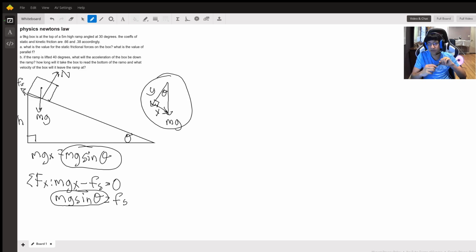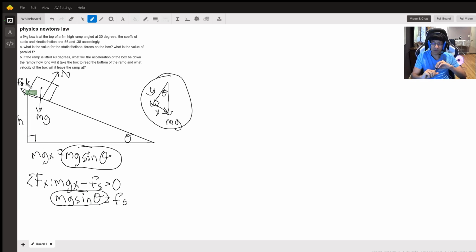Now for part B, they're asking if the ramp is lifted to 40 degrees, what will the acceleration of the block be? Here we're implying that the ramp is lifted enough to overcome static friction. So now we're going to have kinetic friction. So this is going to change to kinetic friction here.